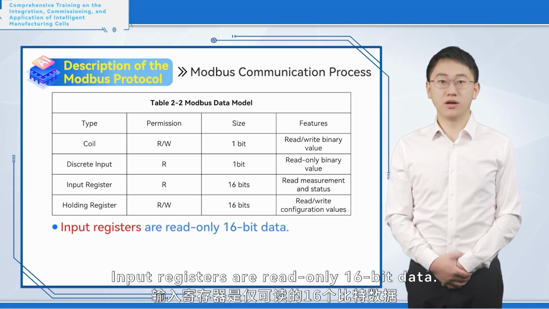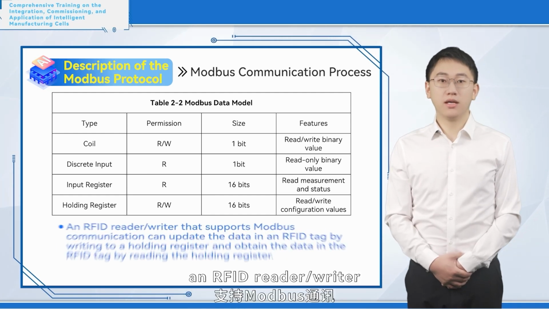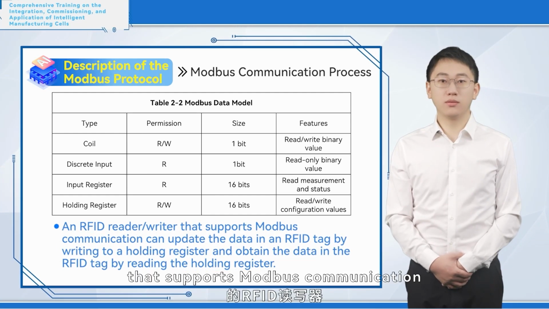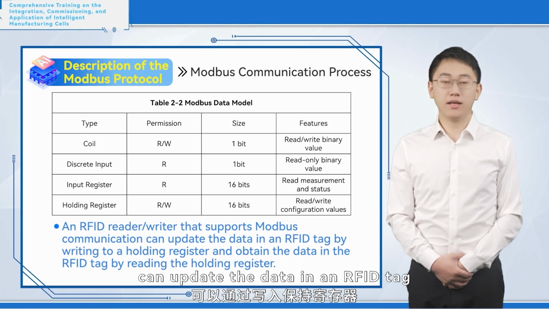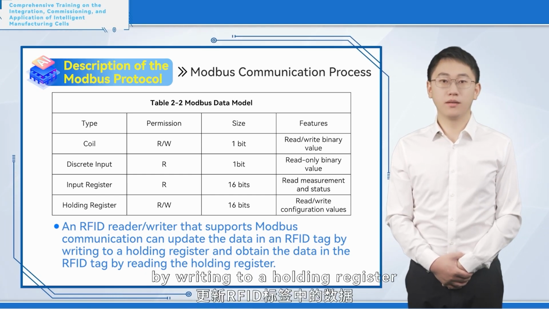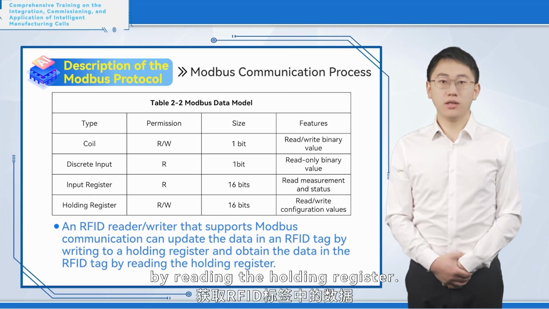Input registers are read-only 16-bit data. Holding registers are readable and writable 16-bit data. For example, an RFID reader and writer that supports Modbus communication can update the data in an RFID tag by writing to a holding register, and obtain the data in the RFID tag by reading the holding register.